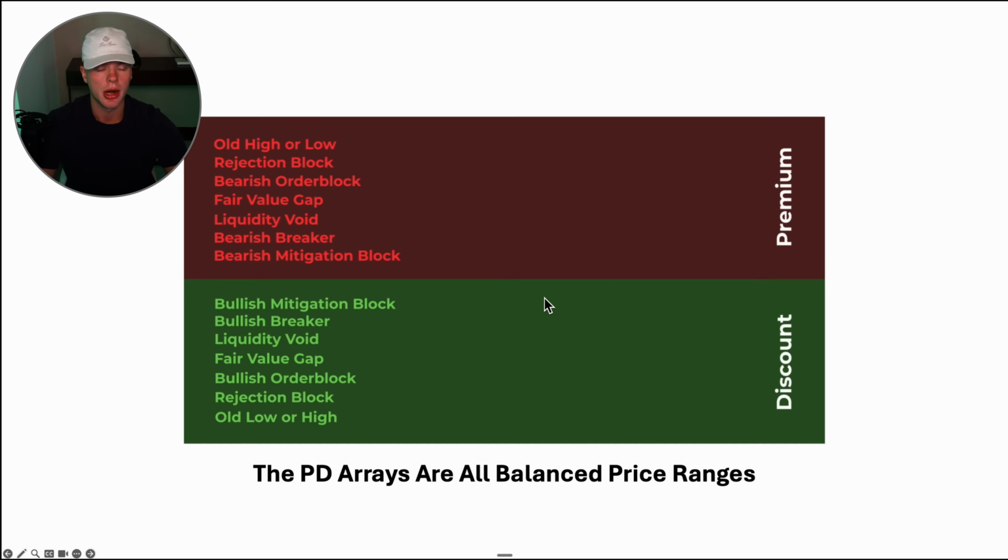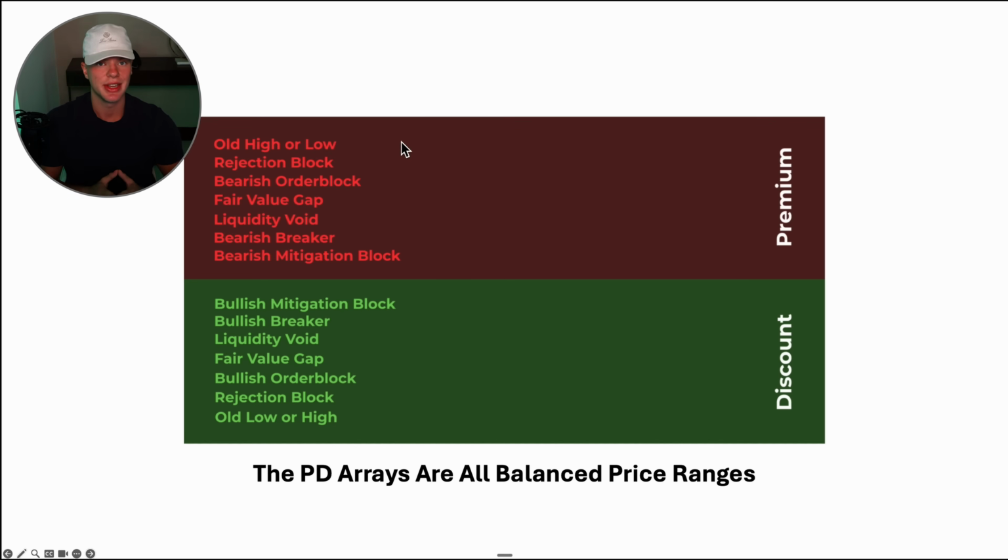All PD arrays are balanced price ranges, meaning all of the PD arrays, which you can see right here, are balanced price ranges in their core nature. For example, a rejection block is a lower time frame balanced price range. An order block is a lower time frame balanced price range. A fair value gap, once it has been rebalanced, becomes a balanced price range. A bearish breaker or bearish mitigation block, all balanced price ranges.